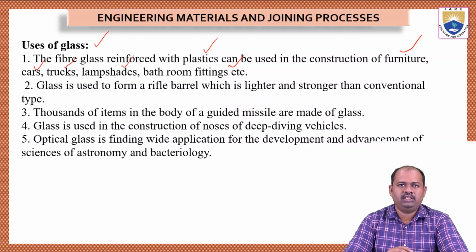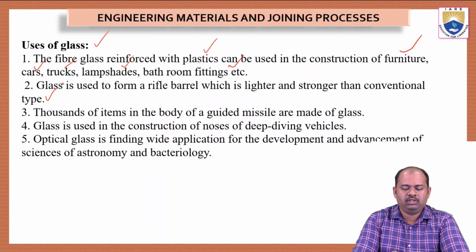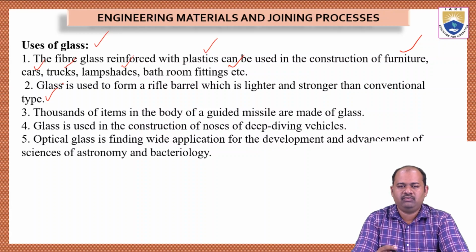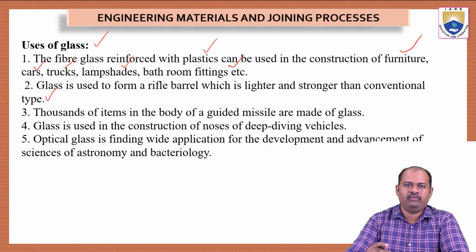And then glass is used as a form of rifle barrel, which is lighter and stronger than the conventional type. This is somewhat a newer application where glass is used to prepare the rifle barrel. So a pistol or a gun will be less weight when compared to one made up of iron.